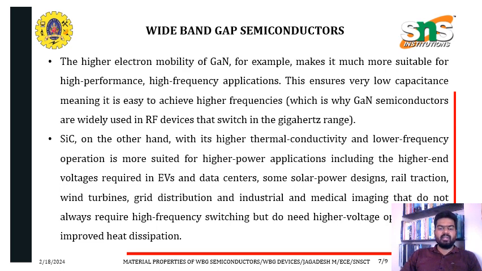SiC, on the other hand, with its higher thermal conductivity and lower frequency operation, is more suited for higher power applications, including the higher end voltages required in electric vehicles and data centers. Also some solar power designs, rail tracks, wind turbines, grid distribution, and industrial medical imaging that do not always require high frequency switching but do need higher voltages and improved heat dissipation.